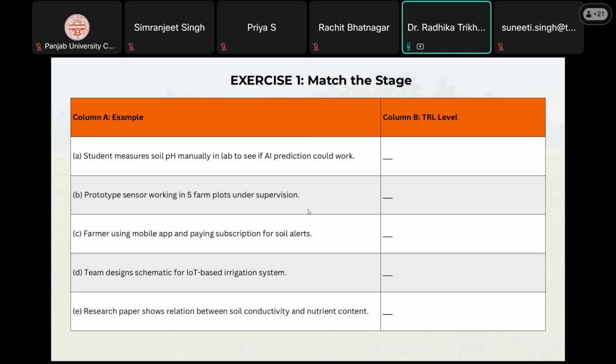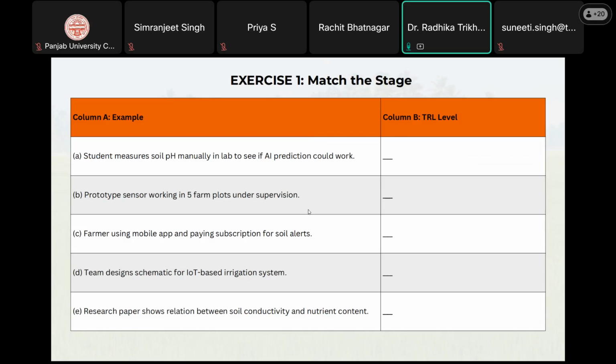So now let's come to the fourth one: team design schematic for IoT based irrigation system. You are only at the diagram stage right now. So at what level? 2, ma'am. Between 1 and 2. 1 is idea, 2 is actually where we have started making a drawing concept. But if along with this they had written that you have brought components, sensors for IoT too, then definitely this was 2. Otherwise you can argue between TRL 1 and 2, because in 2 you start collecting things too.